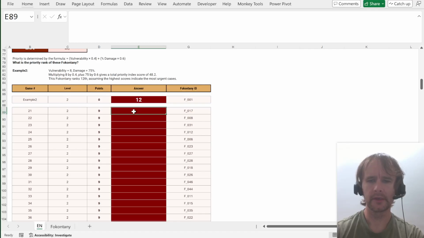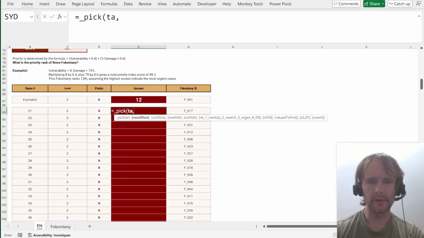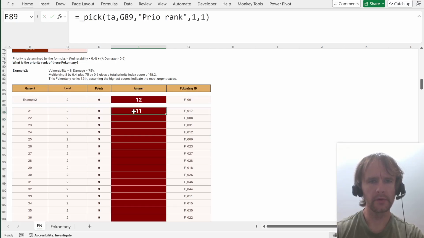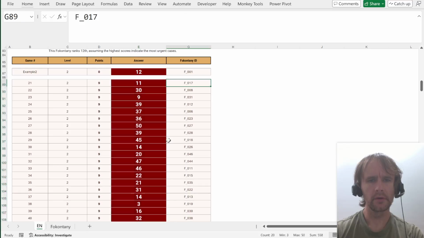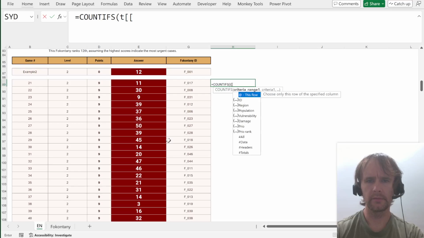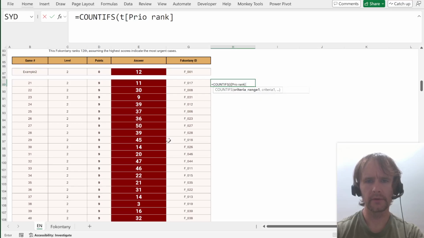Well, let's do 2 things. Let's do PICK TA this, and my column slice is going to be what? Prior rank. Rank and 1, 1. And then let's do COUNTIFS. T prior rank is this.